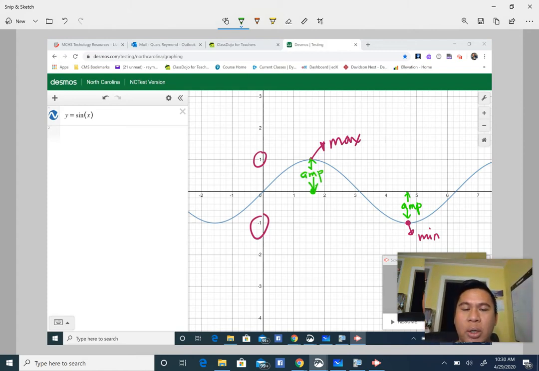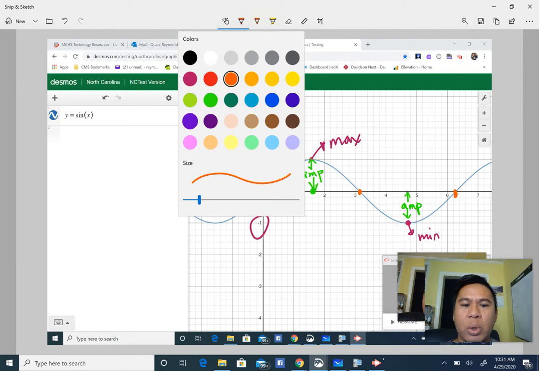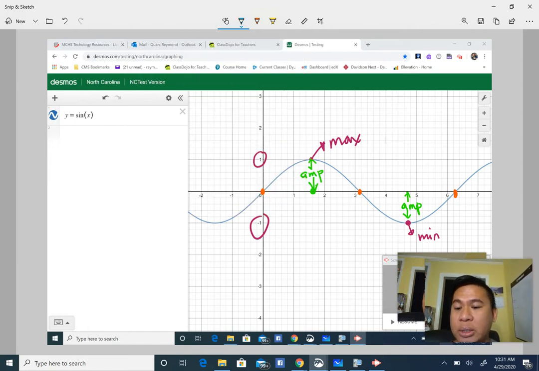The next ones are these, so this is a 0 and a 0, meaning the x-intercepts. The last one would be what we call the period. To get the period, we can see that the period is the length of one complete curve. So when you say one complete curve, that'll be from here to there, and that'll be what we call a period.